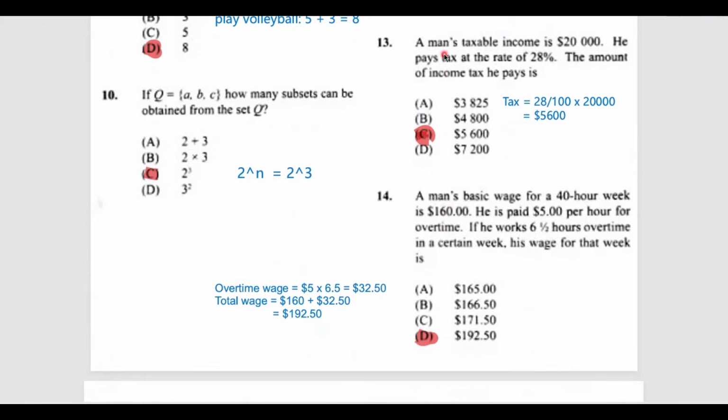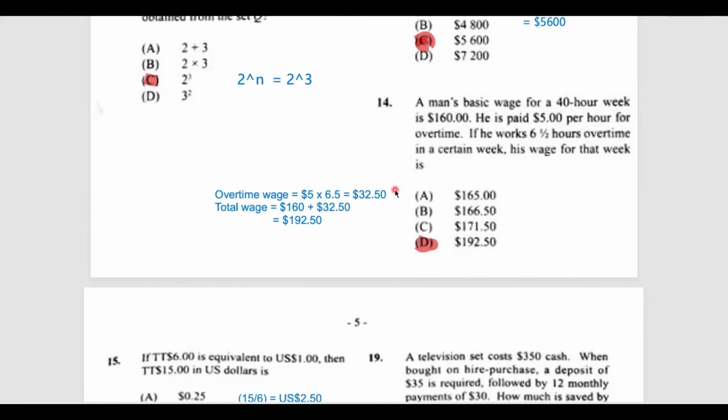Number 13, taxable income is 20,000. He pays tax at the rate of 28%. The amount of income tax he pays is simple. You just find 28% of 20,000, that is 28 over 100 by 20,000. Cross out two zeros, top and bottom. You remain with 200 by 28 to give you 5,600. That is C.